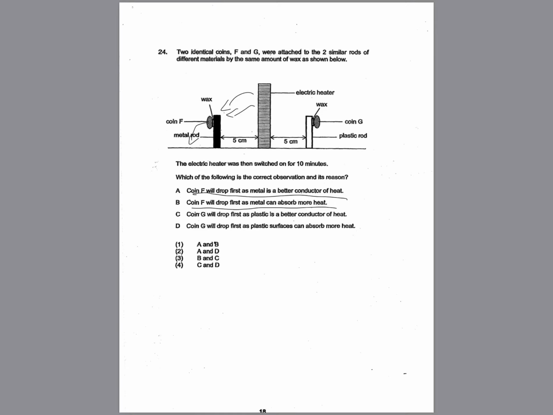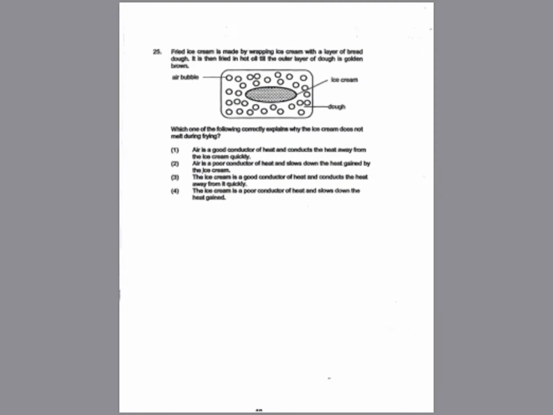Metal is a better conductor of heat, so the coin will drop first. Being a better conductor of heat is also a better absorber of heat.